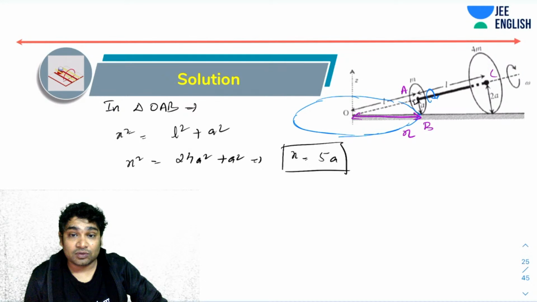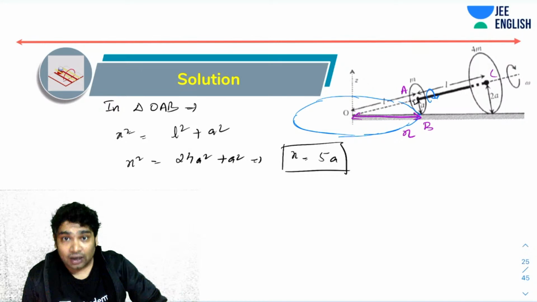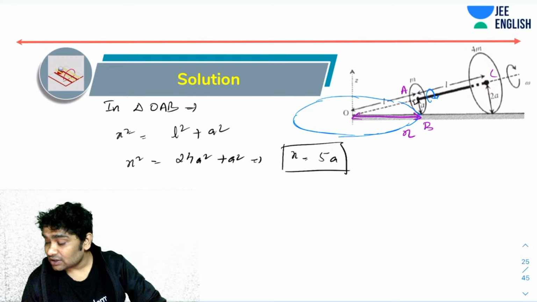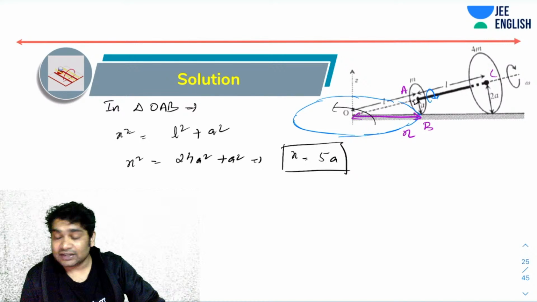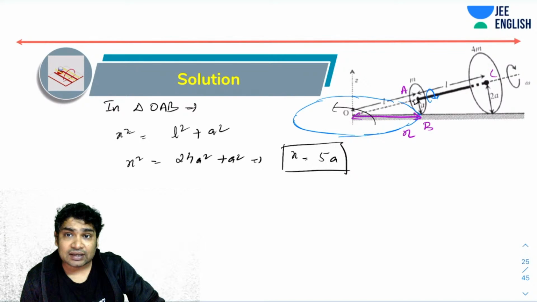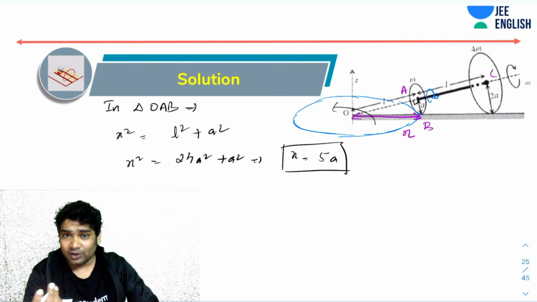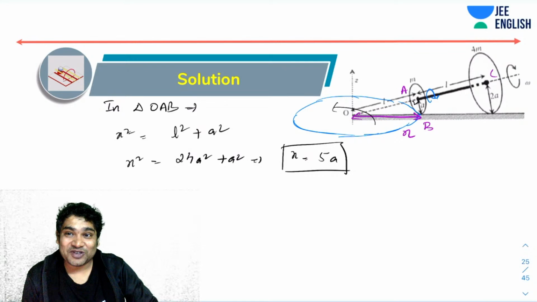Right, I've got x equals 5a. Now let's consider it takes time t to complete this one circle. If it takes time t to complete this one circle, what is the distance that it is traveling? You can do it in any which way you would like. So what is the distance traveled?